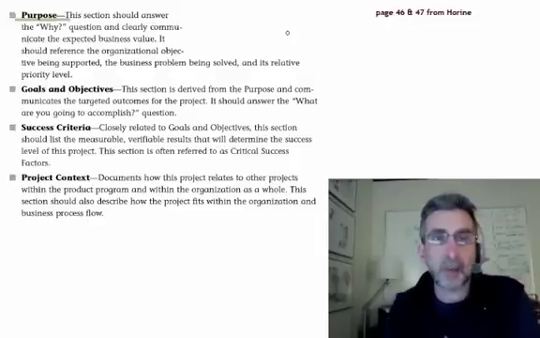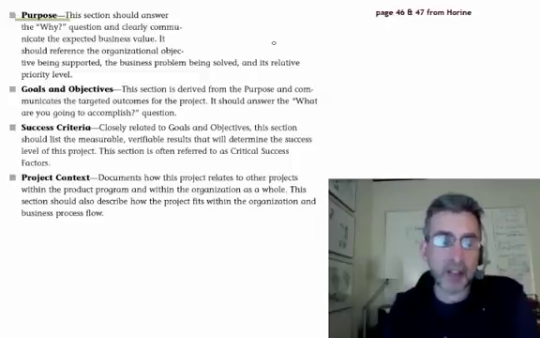Now let me start out by saying that we're not looking for a lot of words or a lot of sentences or paragraphs to answer any of these. This is just a project definition. And definitions are usually short, 1 or 2 sentences that quickly get to the point of what you're trying to do. So for the purpose, we want to know, why are you doing your project?